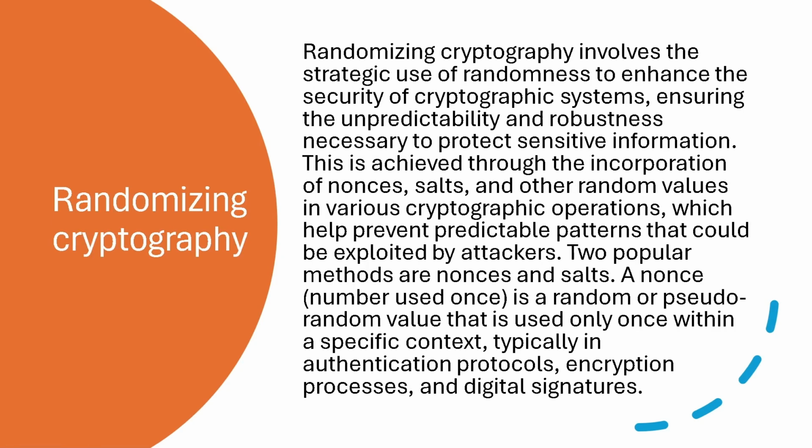Randomizing cryptography. Randomizing cryptography involves the strategic use of randomness to enhance the security of cryptographic systems, ensuring the unpredictability and robustness necessary to protect sensitive information. This is achieved through incorporation of nonces, salts, and other random values in various cryptographic operations, which help prevent predictable patterns that could be exploited by attackers. A nonce is a random or pseudorandom value that is used only once within a specific context, typically in authentication processes, encryption processes, and digital signatures.